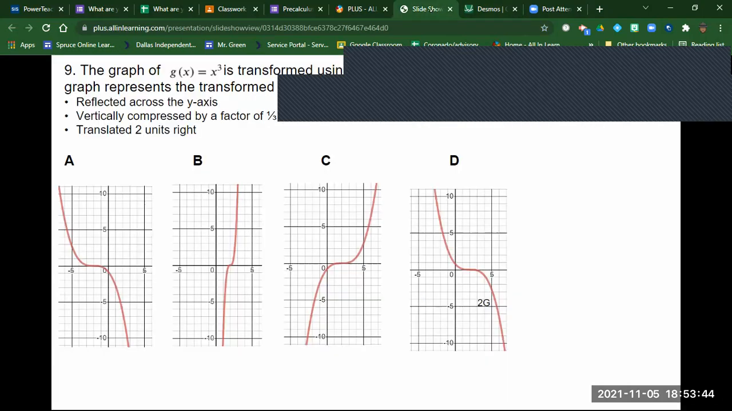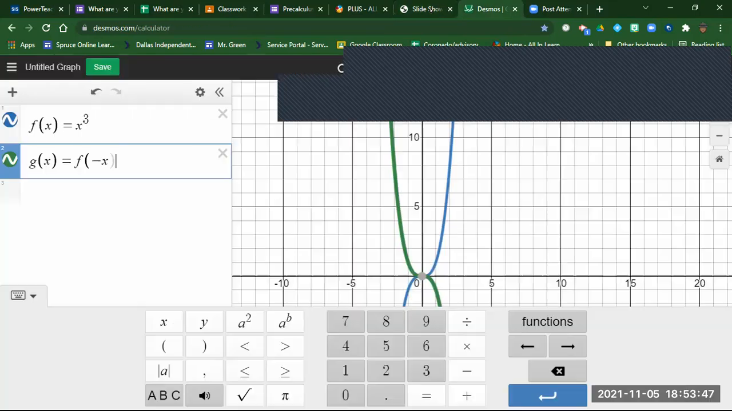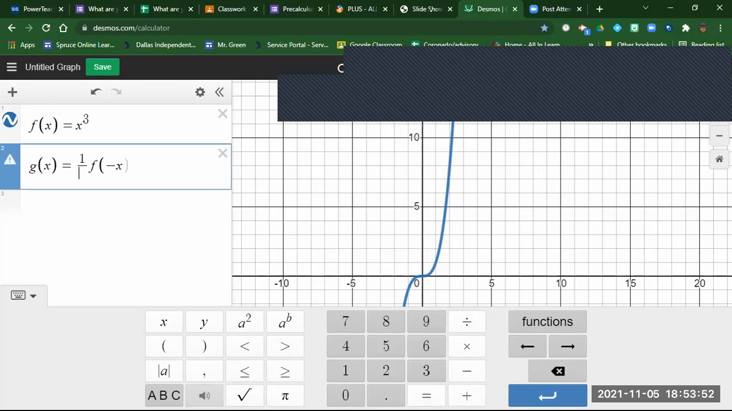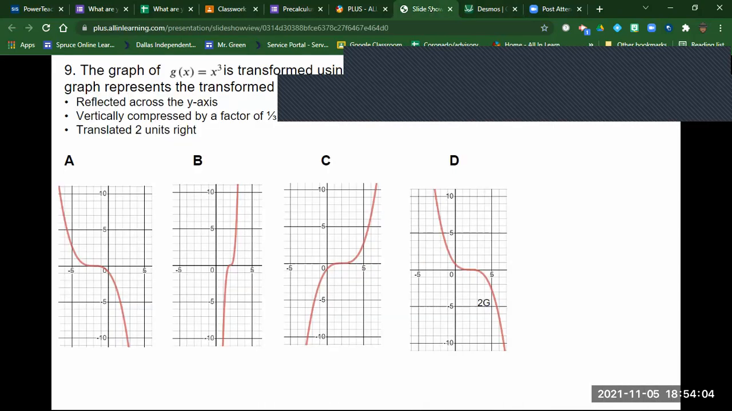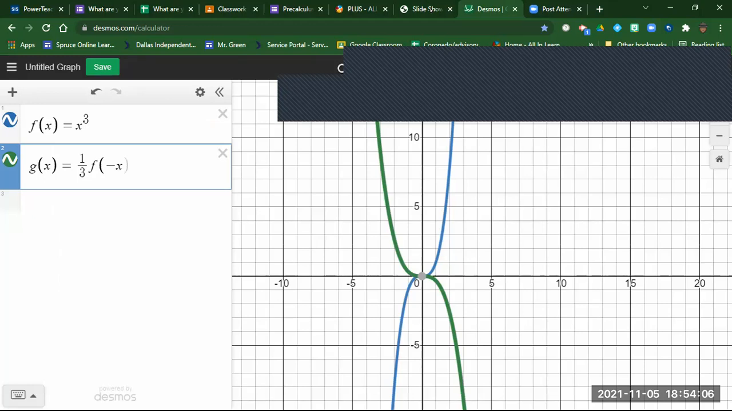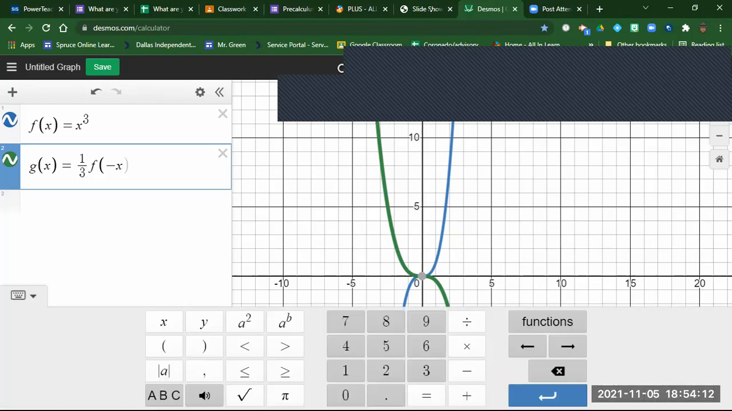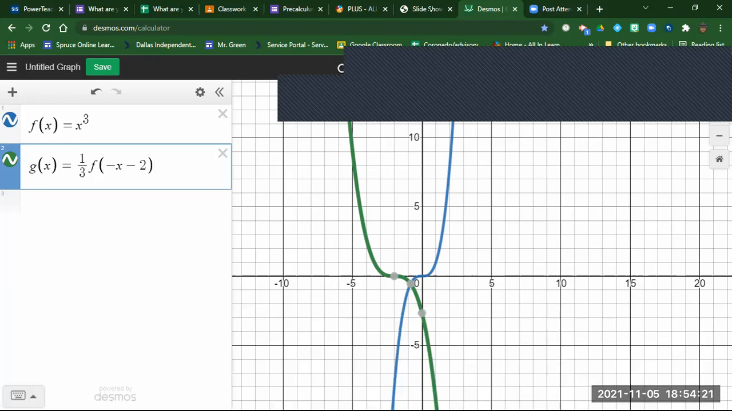And then vertically compressed by a factor of 1/3. So that means I'm going to come in front of the function and type 1 divided by 3. You see it got fatter? So it got fatter when we compressed it there. And then the next thing I'm going to do is translate it 2 units to the right. So that means I'm going to go to my x and subtract 2 directly from the x. 2 units right, encoded. So that's my new graph.